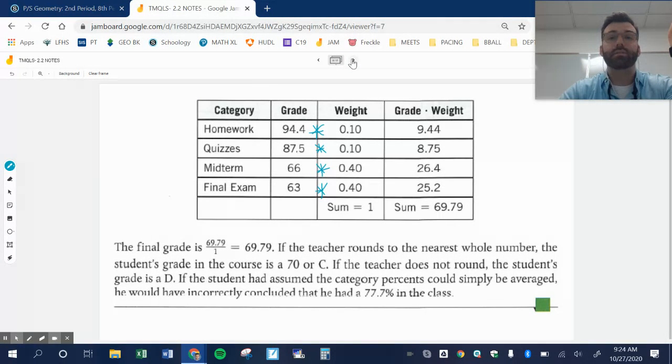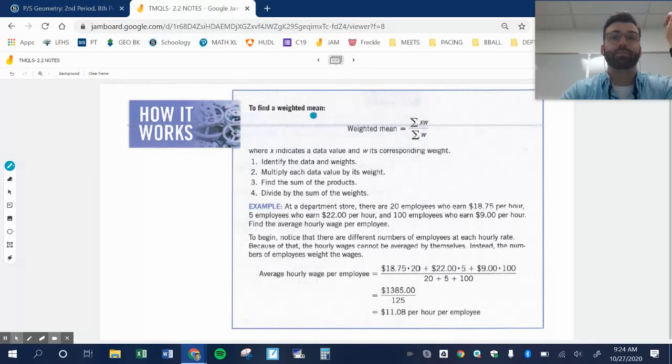All right. So, yeah. All right. That probably doesn't make much sense, but don't you worry. At the end of class, we are going to do an example together, okay, to help out with this a little bit more. Again, this is just how to find the weighted mean, okay? This gives you a nice little example here if you want to look that over.